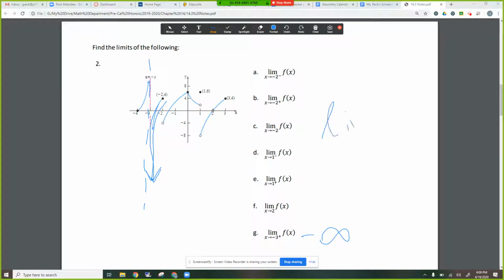Whereas the limit as x is approaching -3 from the left, as we get closer and closer to -3, this is going up and up and up forever. So that answer would be positive infinity.